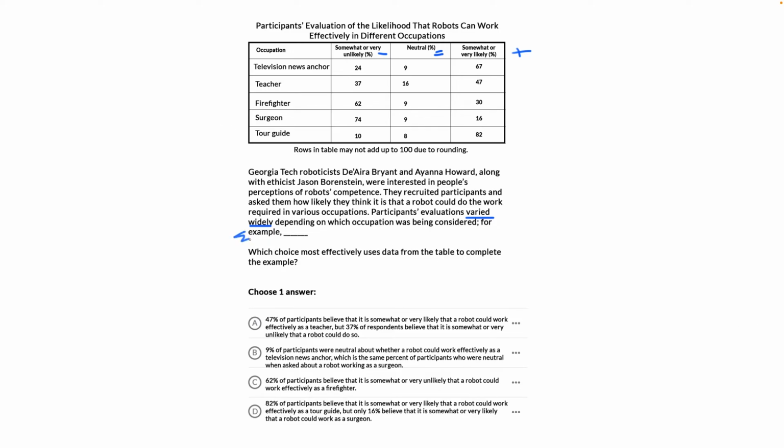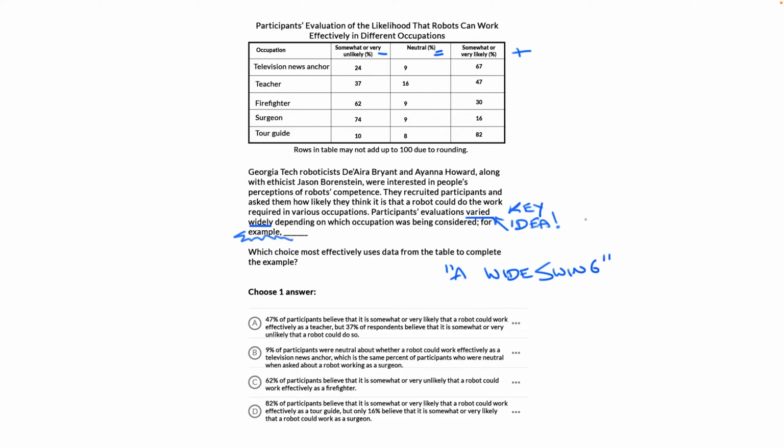For example, blank. So what does that example need to show? It needs to show that evaluations varied widely. This is the key idea we need to provide evidence for. So we need data that shows how people thought there were some jobs robots could do well and other jobs that robots can't do well at all. So my test phrase is something like a wide swing depending on the job. That's what we're looking for. So let's test a wide swing against the choices.